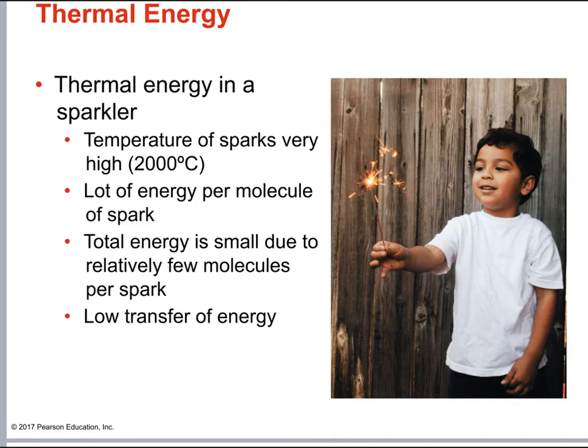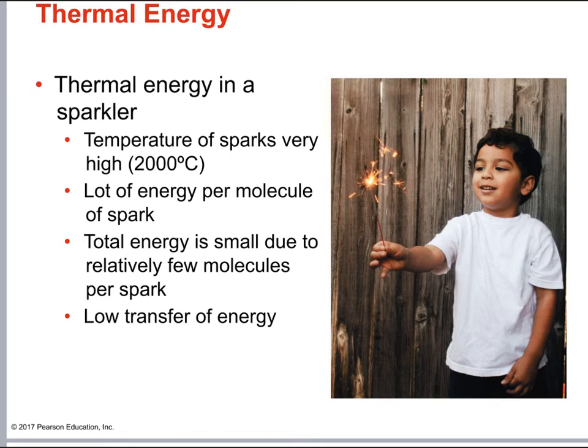Now here's a very interesting example, considering the thermal energy in a sparkler. A sparkler burns very, very hot. The fact that it's giving off visible light means that it is literally thousands of degrees. In fact, we can see that the temperature of the sparks of a sparkler is about 2,000 degrees Celsius. That's about 3,600 degrees Fahrenheit. So it's very, very hot. And yet, you can hold a sparkler without getting burned.